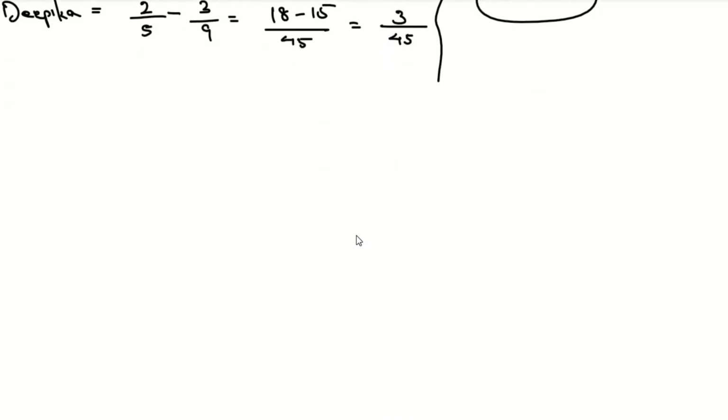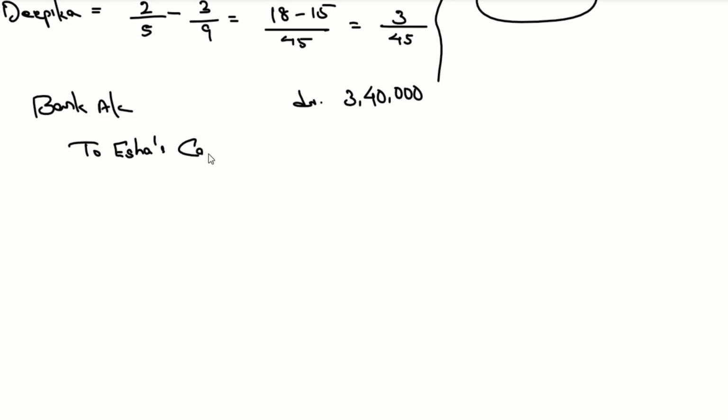Now we will start passing the journal entry. Okay, first entry is capital brought in by the new partner. So bank account debit. It's going to be 3,40,000. 3 lakh as capital. So to Isha's capital, 3 lakhs, and to premium on goodwill, 40,000.